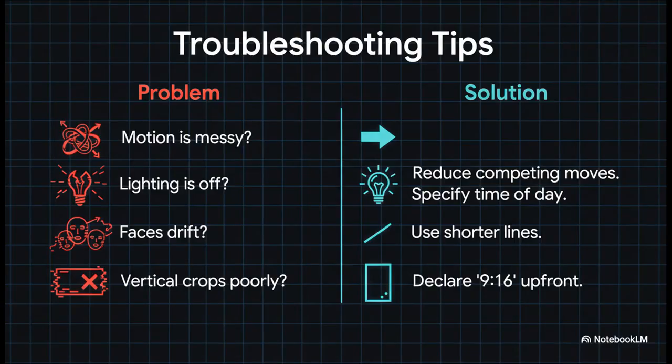Okay, time for some quick troubleshooting. Is the motion all messy and weird? You've probably got competing camera moves. Just simplify it down to one. Lighting feels just off? Lock it down by specifying golden hour or harsh midday sun. And if your vertical video is getting cropped all funky, you know the golden rule by now. Put 9:16 vertical right at the start of your prompt, every single time.